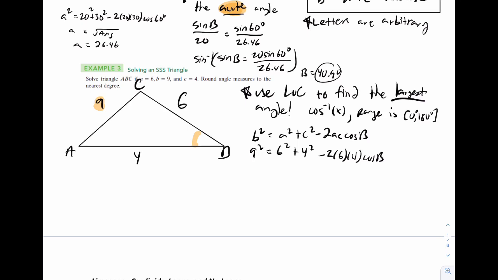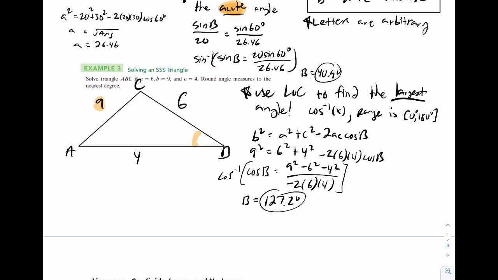Let's do some algebra. Cosine b should equal 9 squared minus 6 squared minus 4 squared divided by negative 2 times 6 times 4. I'm going to cosine inverse this, and then we're going to get b is 127.2 in your calculator. So it was obtuse, which is good. That means we found the biggest angle. All our work is checking out.